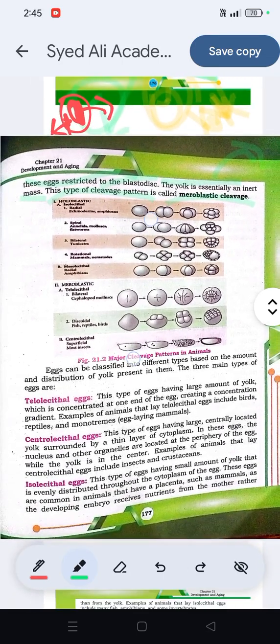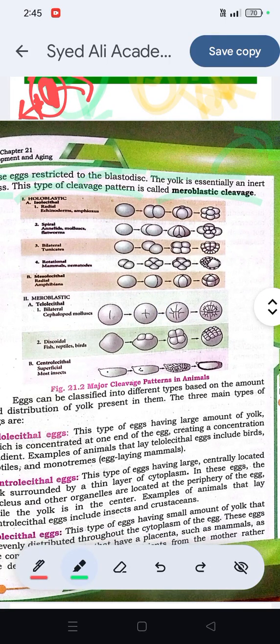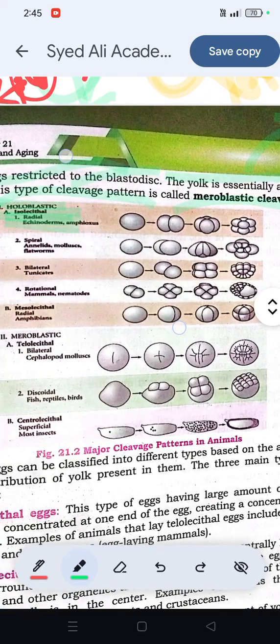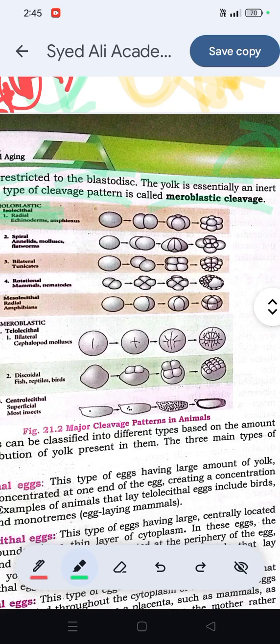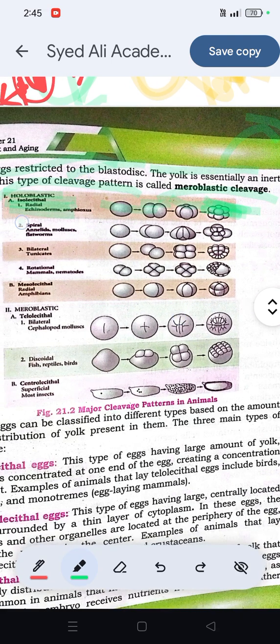Okay, let's discuss. So here is holoblastic, or we even call this isolecithal radial. This is present in the radial echinoderms and amphioxus. Here the one-cell zygote divides into two blastomeres, then four, then 16, forming a structure called the morula. In the second one, we have spiral, in mollusca and flatworms. Here they are telling about kingdom Animalia, which animals come in this division. So here Annelida, mollusca, flatworms, earthworms.